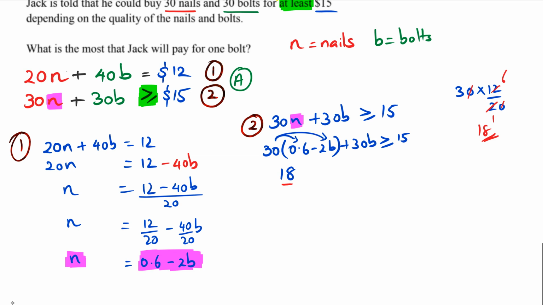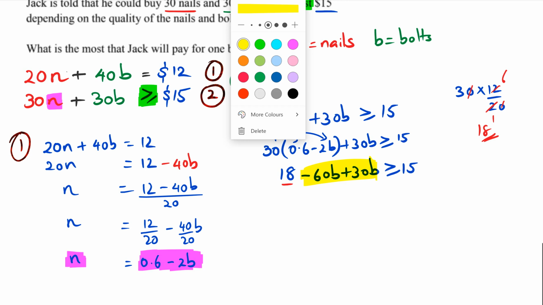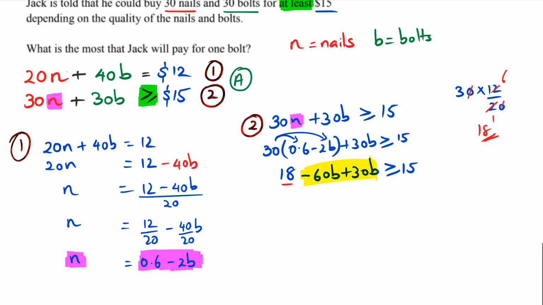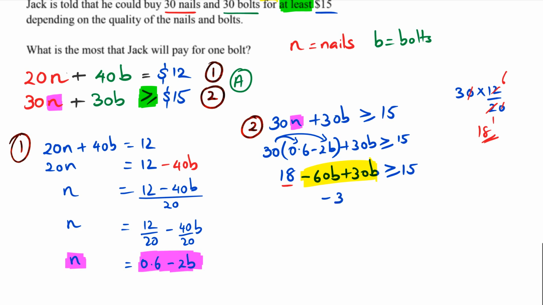Right, so then I've got 30 times minus 2b, which is minus 60b, plus 30b is greater than or equal to 15. Looking at my like terms, minus 60b and 30b will become minus 30b. So it's 18 minus 30b greater than or equal to 15. And then you've got minus 30b is greater than or equal to 15 minus 18. And I've got negative 30b is greater than or equal to negative 3.